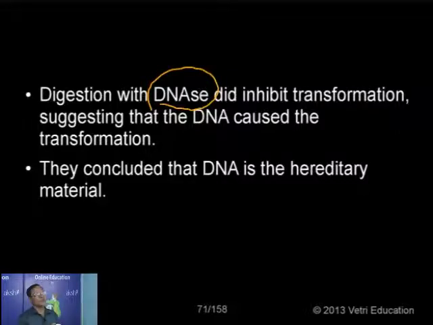When the cells were treated with the protein digesting enzyme, nothing affected the transformation process. When the cell was treated with the RNA digesting enzyme, nothing happened. Protein digesting enzyme, RNA digesting enzyme, nothing affected the transformation process. When the cells were treated with the deoxyribonuclease enzyme, the one responsible for the breakdown of nucleic acid, the digestion of DNA affected the transformation process. No transformation occurred. So from that it was evident that the transforming principle was none other than DNA.